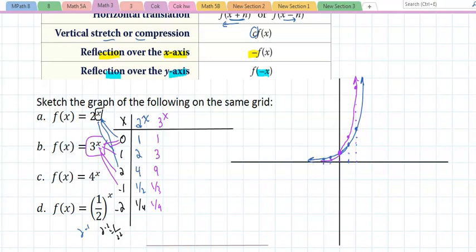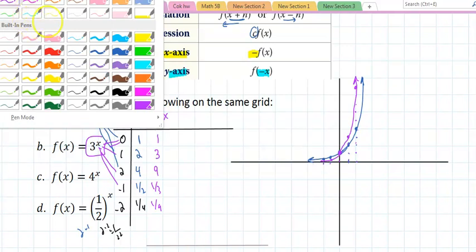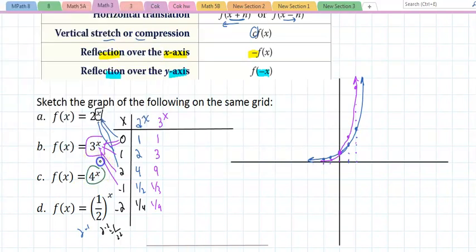What if I go for y equal 4 to the x? A 0 in for x, that's 1. A 1, 4 to the 1 is 4. 4 squared is 16. A negative 1, 1/4, and a negative 2, 1 over 16. So 0, 1, it passed through that point. 1, 1, 2, 3, 4. And a 2, 16. Do you see how sharp this graph is? It's heading up to infinity a lot faster. And the points are beneath.